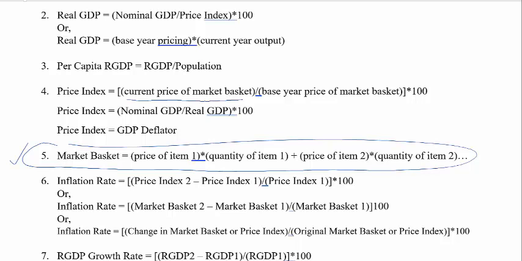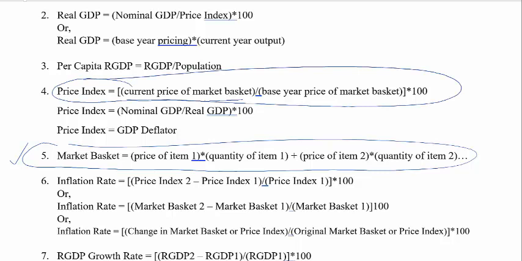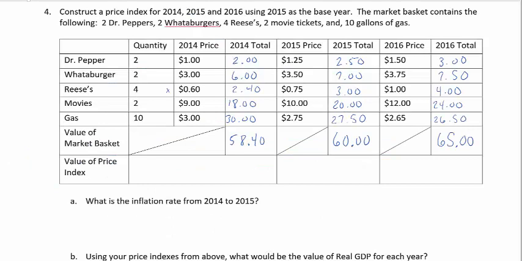So we just calculated the market basket for each of those years. Now we're going to use the price index equation to calculate the price index. So we're going to take the current price of the market basket, divide by the base year price of the market basket. So let's go back. The current market basket for 2014 would be the $58.40 for 2014. The base year is 2015. So for 2015, the market basket is $60. So when we divide $58.40 by 60, let's see what we get.